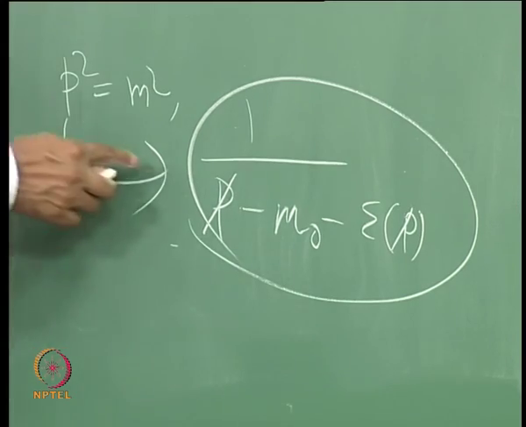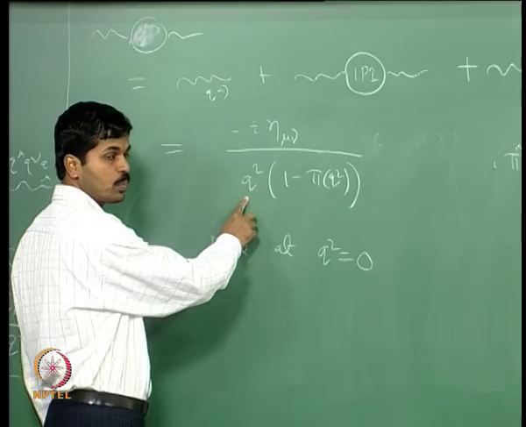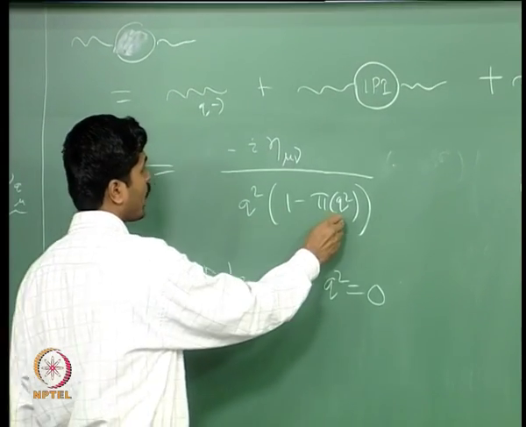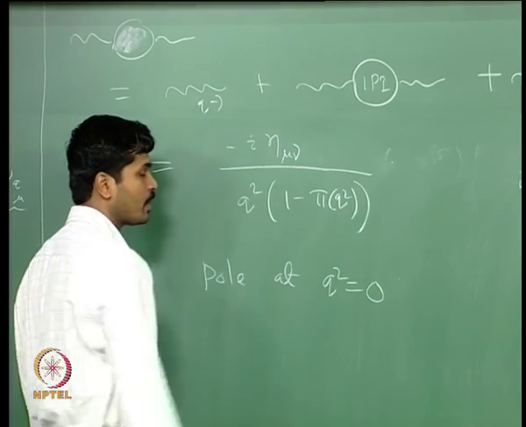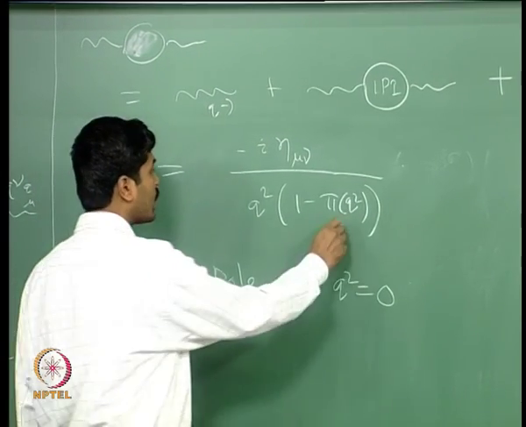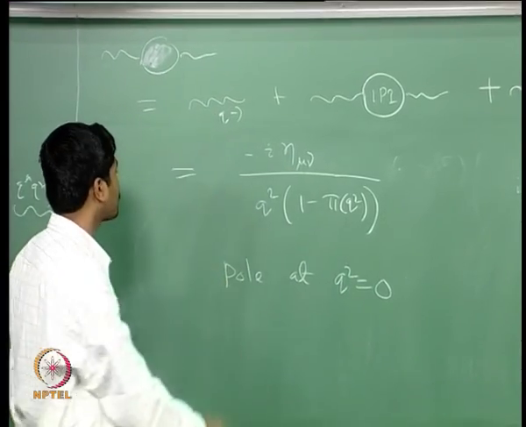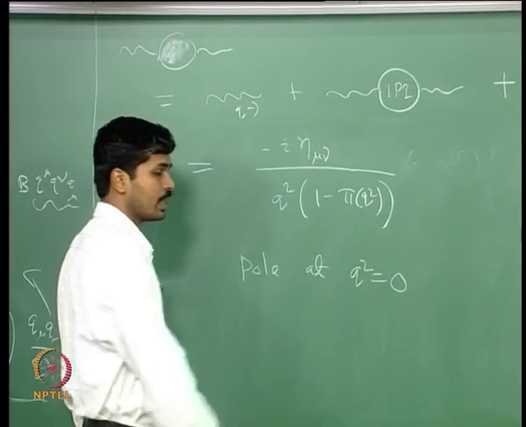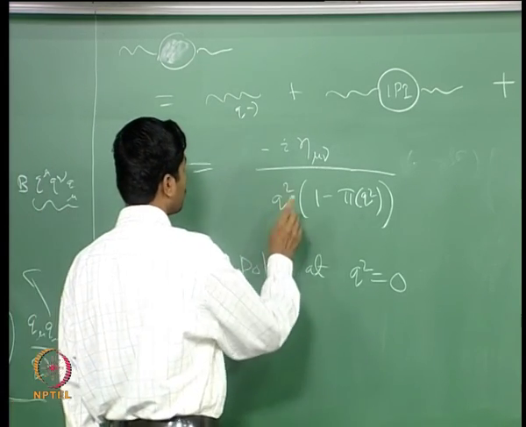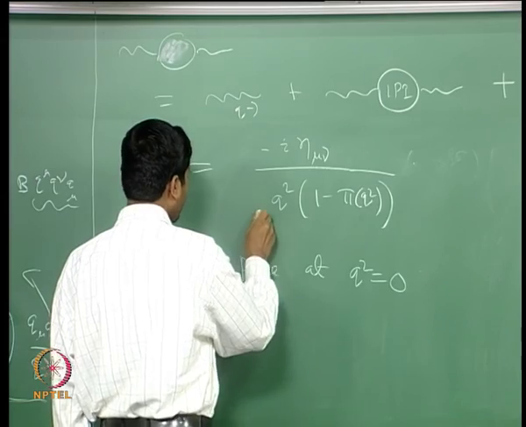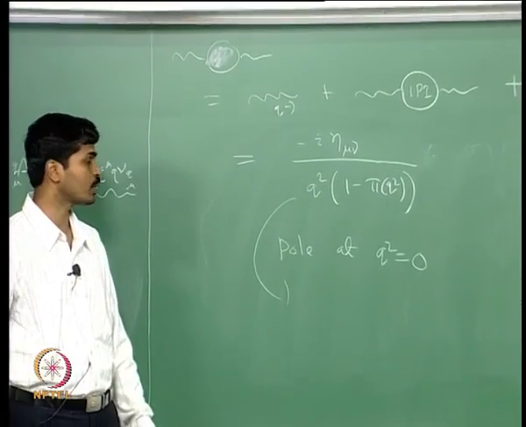Unlike the electron self energy case, here the pole is not shifted, because pi of q square does not have any pole, it is actually regular at q square equal to 0. Because of that, the exact propagator has a simple pole at q square equal to 0, and therefore the pole is not shifted, and because of that the photon remains massless to all orders in perturbation theory.